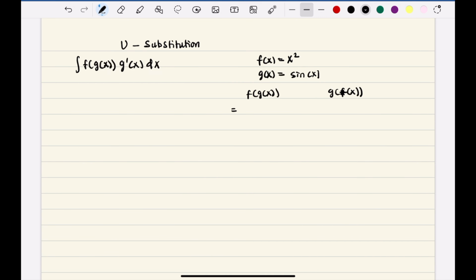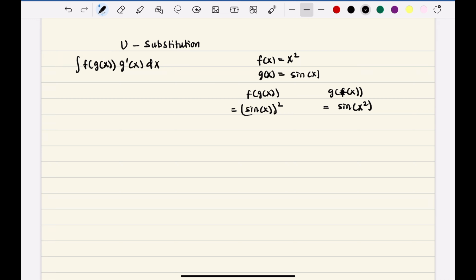Now, what is f of g of x? Anywhere we see x, we're going to represent it with g of x in the function. So we're going to have this to be sine x all squared. How about g of f of x? Anywhere we see x in g, we're going to represent it with the function f of x. So that means we're going to have sine x squared.